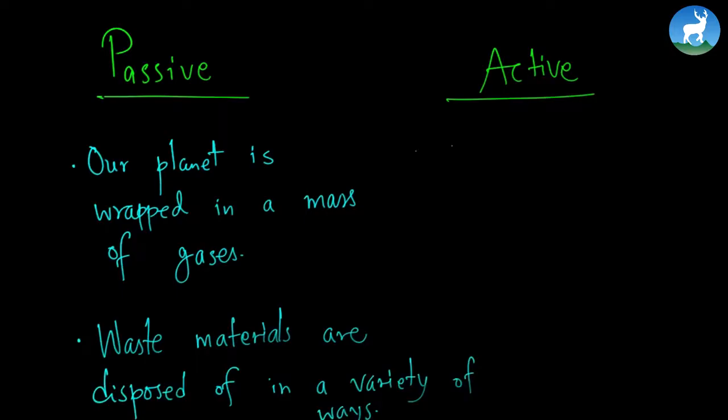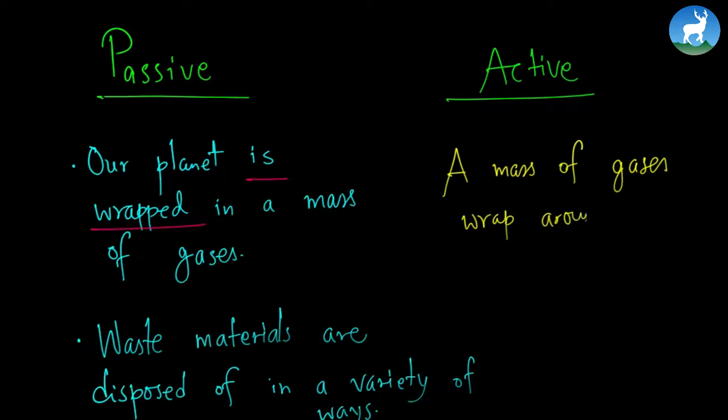Our planet is wrapped in a mass of gases. So let's first find the passive construction. Where is the passive construction? Is wrapped is clearly passive. So now we need to change this construction into active voice. All right, let's change this into active. A mass of gases wrap around our planet. Now look at the verb. Now the verb is wrap. It is an active verb.